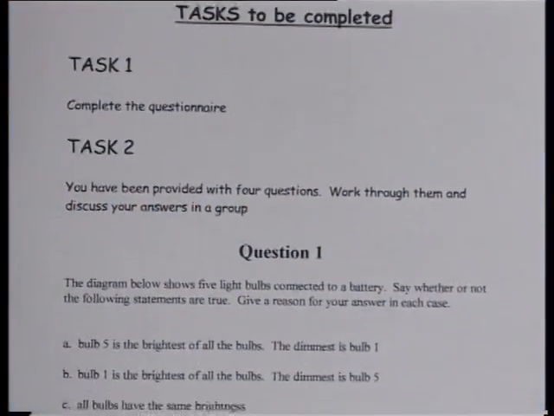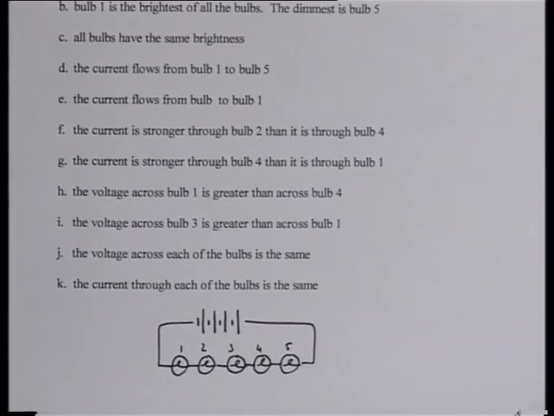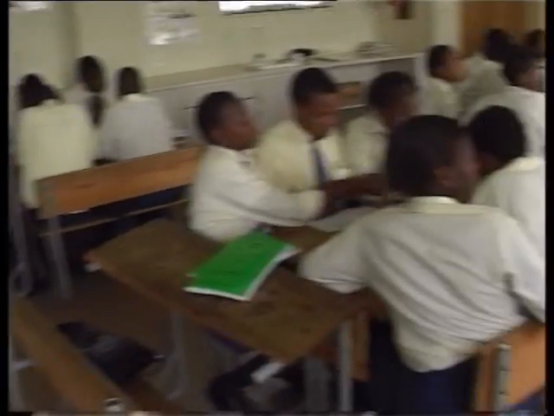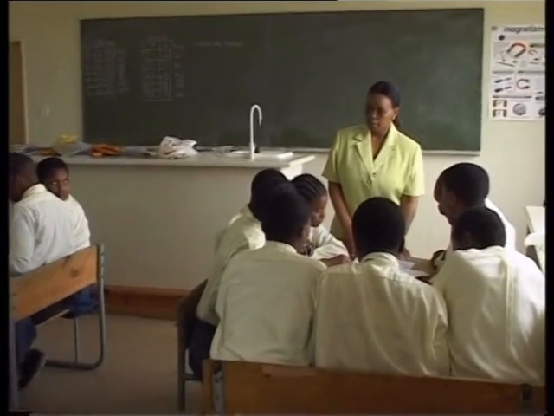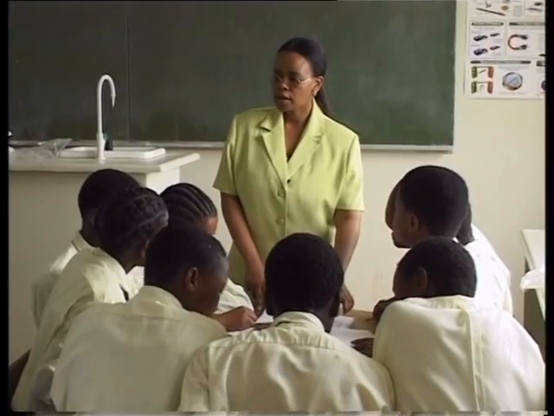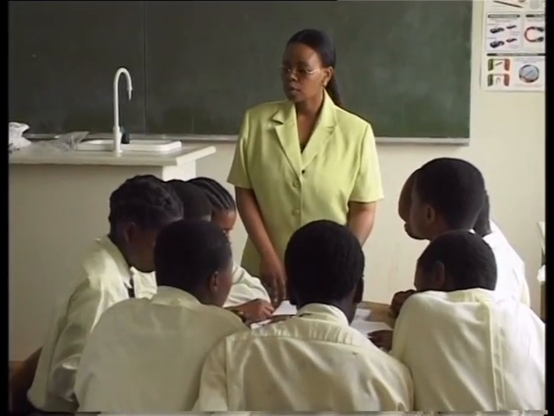In the next activity, each group is given a set of 4 or 5 identical bulbs to be connected in series in a circuit. They are then given a series of statements and have to decide which are true or false. Before we connect the circuit, let us predict what will happen in each of those bulbs. Let us try to answer those questions. Then after that, we connect the circuit and we observe.